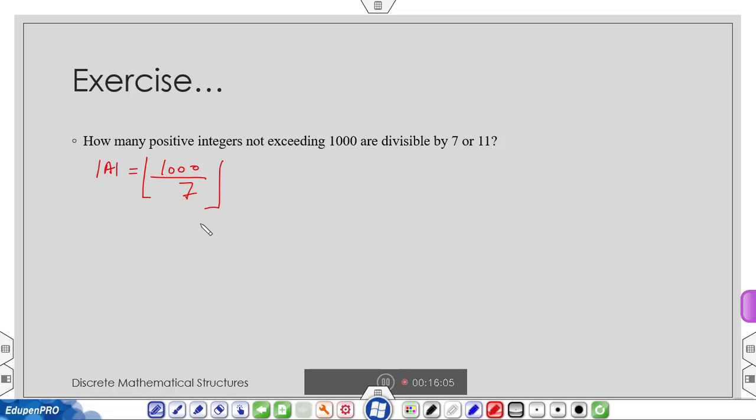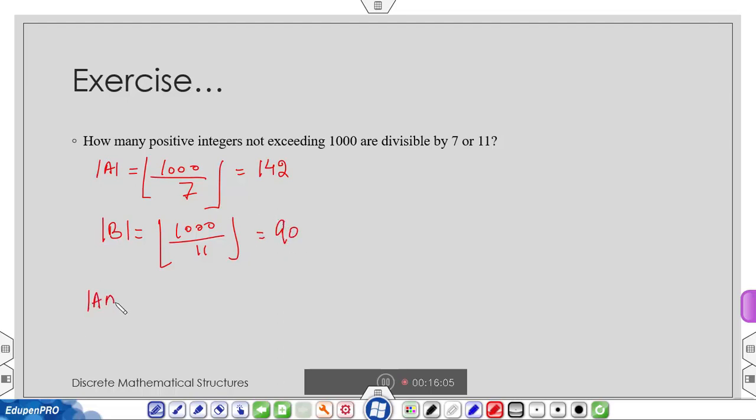So when we divide 1000 by 7, we get 142.85 something. 142.85 numbers divisible by 7 does not make any sense. So we can say that there are 142 numbers not exceeding 1000 which are divisible by 7. Similarly, let B be the set of positive integers not exceeding 1000 which are divisible by 11. So again we will take the floor value. So this will be equal to 90.